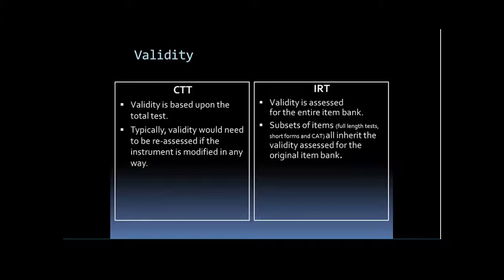So we can take subsets of the items, either a full-length test, a short form, or a CAT, and we'll get into what those mean in a few minutes. But they all inherit the validity assessed for the original item bank. So it's very easy for us to modify tests and create different test forms, and we don't have to revalidate them. This saves tens, even hundreds of thousands of dollars if you need to use a different type of test form for a particular study.